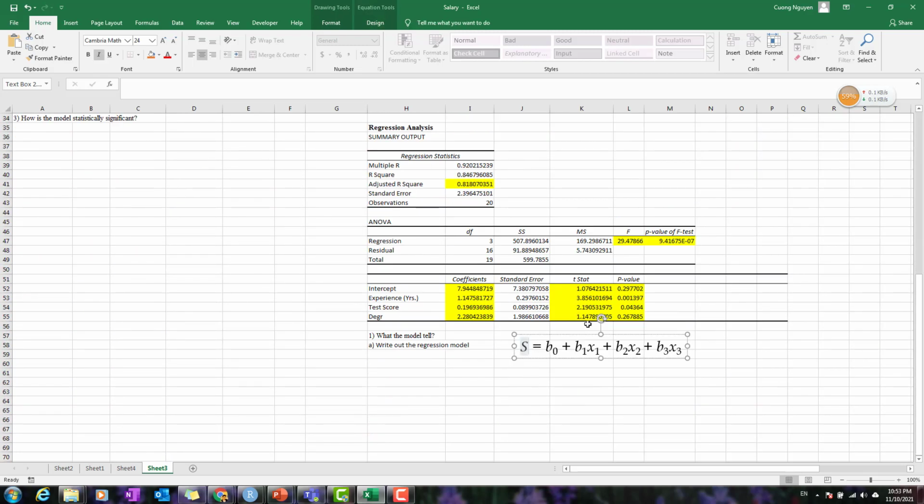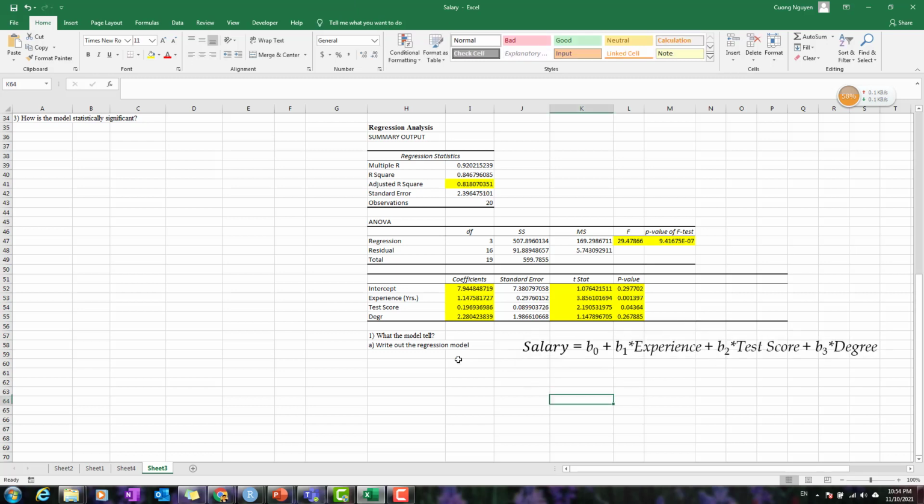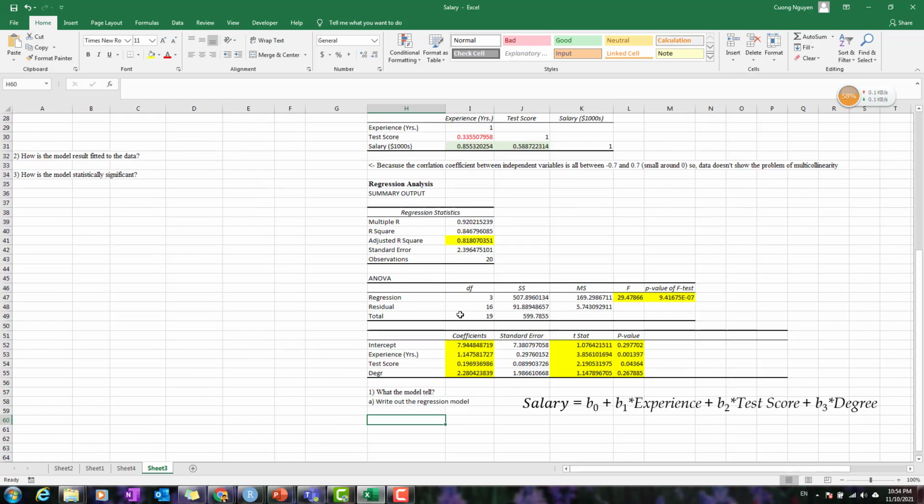So Y here should be the salary. Y equals beta 0 plus beta 1 times x1, where x1 should be the experience, and x2 should be the test score, and x3 should be the degree. Okay, alright, and now this will be the time for us to write out the regression model. So based on the result and the coefficients, we will put them all in.